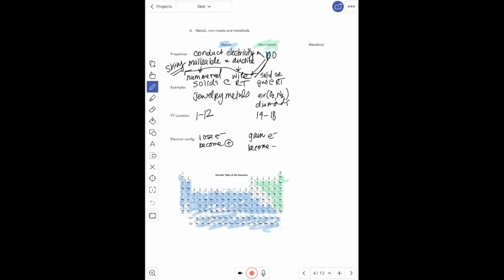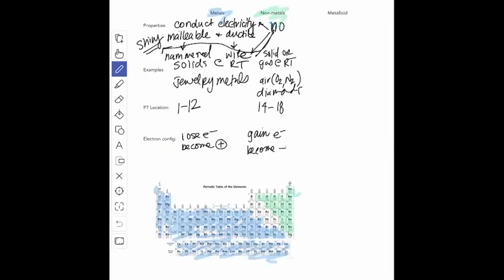Nitrogen, oxygen, fluorine, sulfur, most of the halogens, and all of the noble gases, as well as carbon, are nonmetals. A commonality among nonmetals, with the exception of noble gases in group 18, is that they all want to gain electrons to become anions. Then finally, there's the intermediate category of the metalloids.